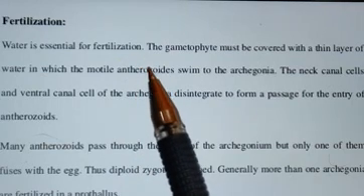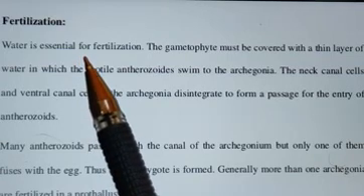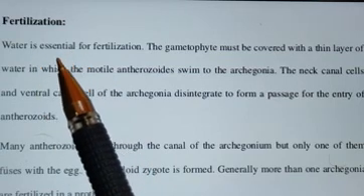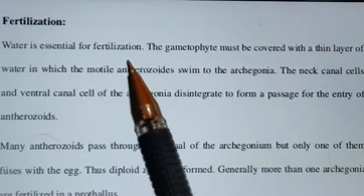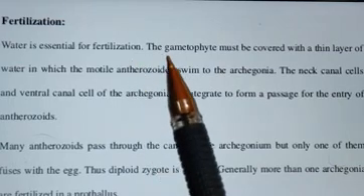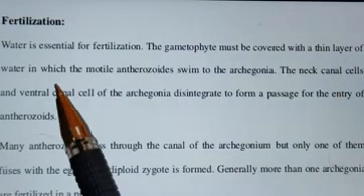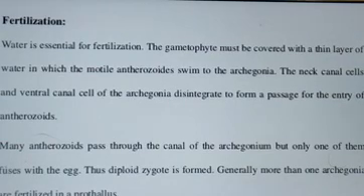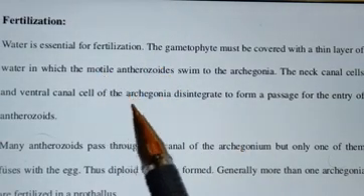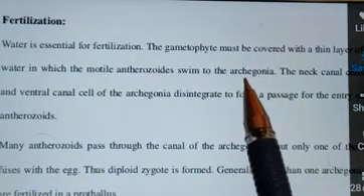For the sperms released to the androcytes, these sperms require water for locomotion from one location to another, toward the archegonia. So the gametophyte must be covered with a thin layer of water in which the motile anthrozoids can move, because they have flagella, they swim to the archegonia.